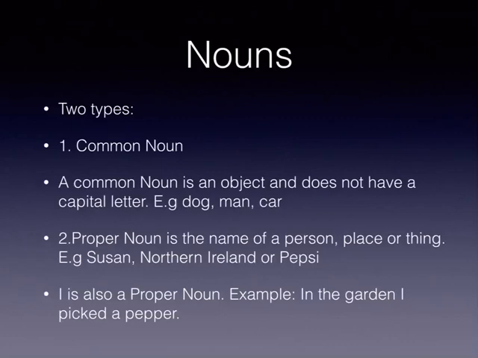So Susan, Northern Ireland, or Pepsi. Especially with Northern Ireland, because it's two words, both of them have to have a capital letter. Same with North Korea, South Sudan, both words would have capital letters. And our special rule is that I is also a proper noun. So whenever we're doing our writing, I is always a capital.